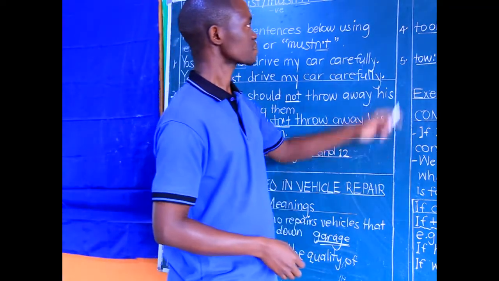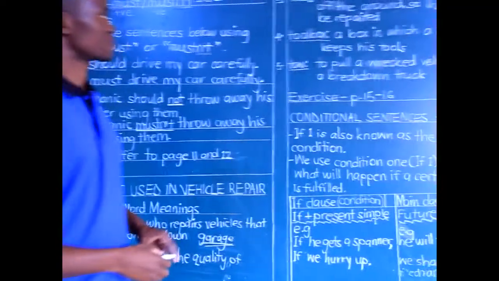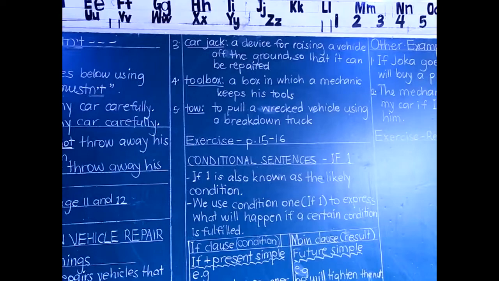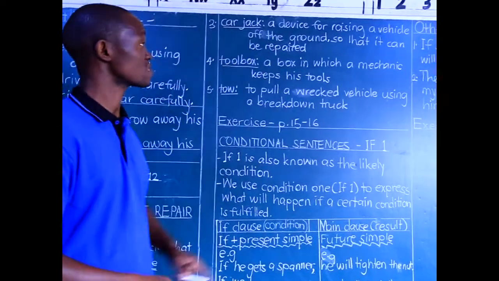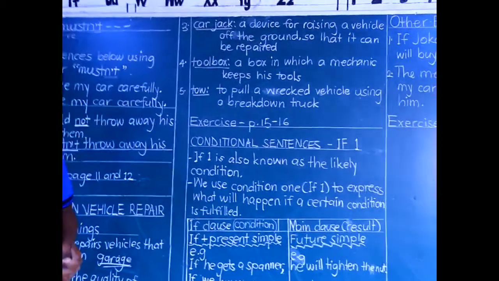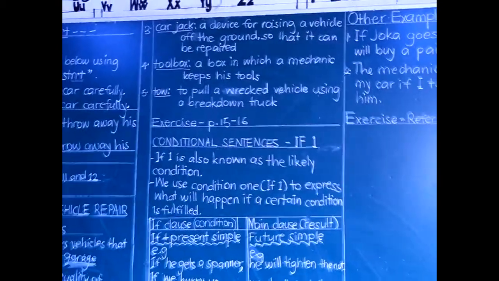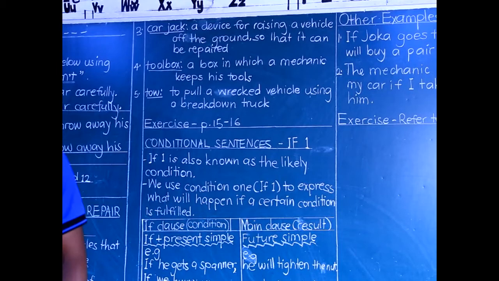So we go to word 3, and that is car jack. A car jack is a device for raising a vehicle off the ground so that it can be repaired. You use a car jack to raise a vehicle off the ground so that it can be repaired.